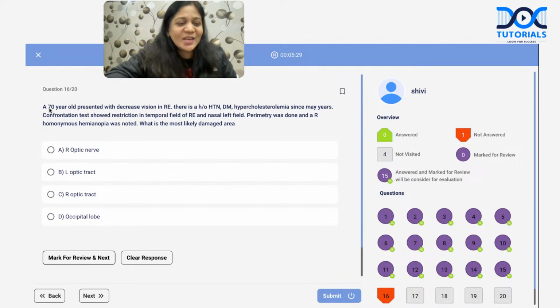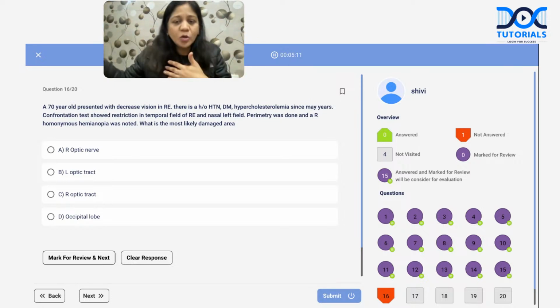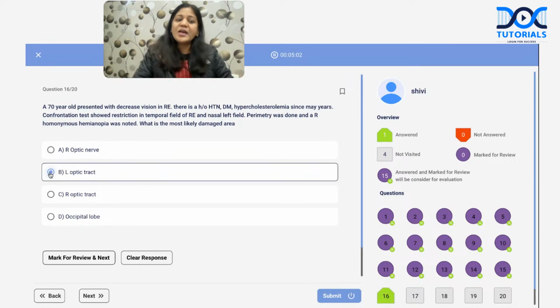Question number 16 says we have an old patient presented with decrease in vision in one eye. There is a systemic history of hypertension, diabetes, and many things. Confrontation test showed restriction in the temporal field. The temporal field of the right eye is lost and the nasal field of the left eye is lost. So this has to be a right homonymous hemianopia. Oh my god, they have already given it. Perimetry was done and a right homonymous hemianopia was noted. Of course. So where is the lesion? Obviously the left optic tract. We know if we have a right homonymous hemianopia, the problem is on the left side after the chiasma, and the only left option given is left optic tract. In the optic nerve there will never be homonymous hemianopia. In the occipital lobe we will think about macular sparing.